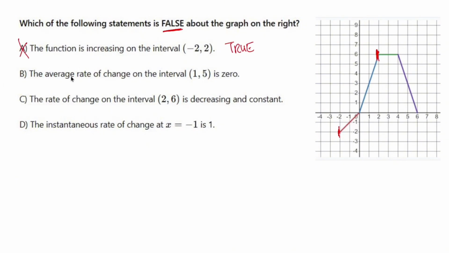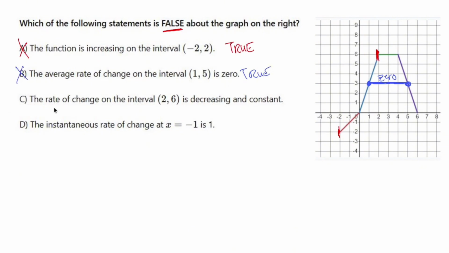Let's take a look at B. The average rate of change on the interval 1, 5 is 0. Here's 1, so that lines up with 3. Here's 5, so that also lines up with 3. The average rate of change of 2 points is going to be the slope of those 2 points. Since that's a horizontal line, the slope is 0. This is indeed a true statement, which means I don't want it.